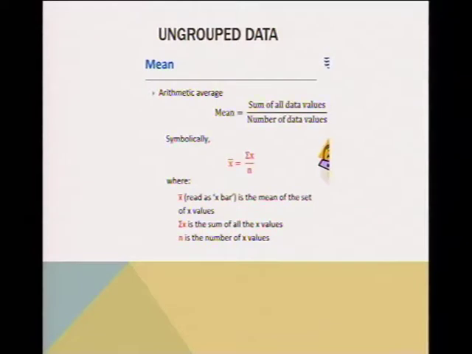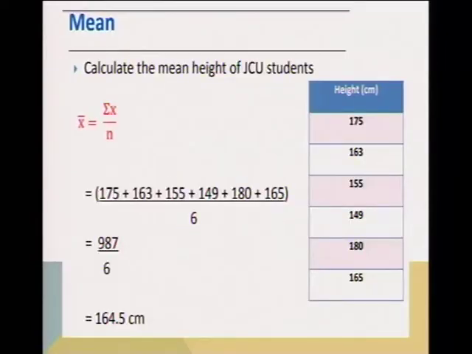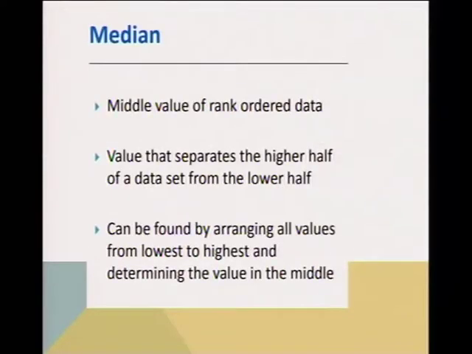How do we calculate the mean of an ungrouped data set? We sum up all the values and we divide by the total number of items in the data set. For example, we add 175, 163 up to 165, and then we divide it by 6. Why do we divide by 6? Because the number of items that were provided to be added together to get the mean is 6. And then we get our answer. Remember to put the unit of measurement as indicated in the question.